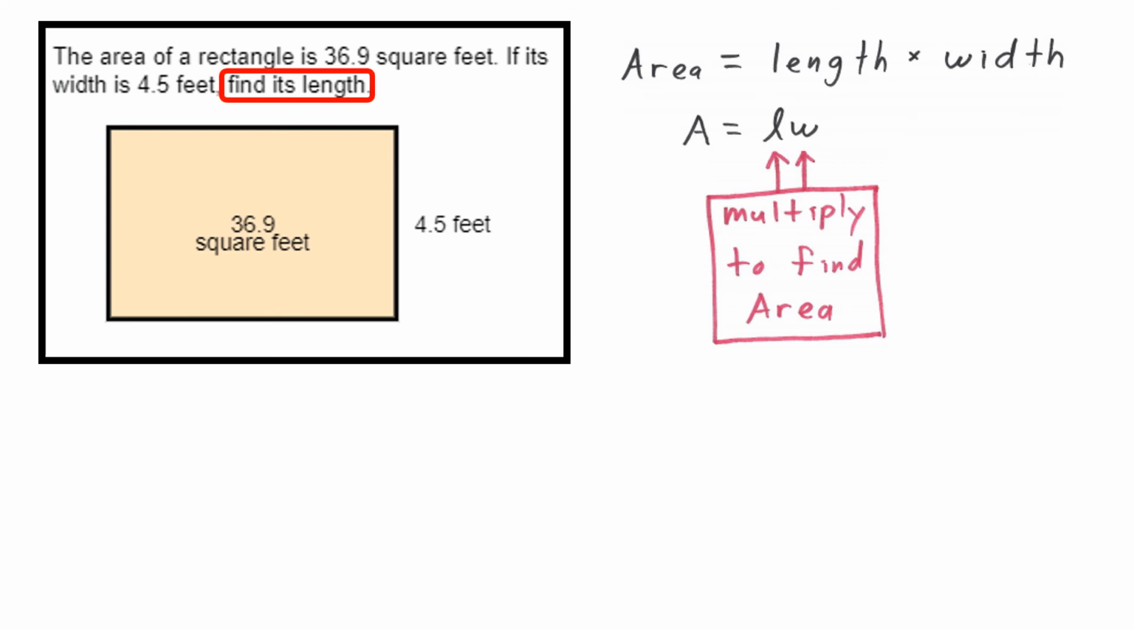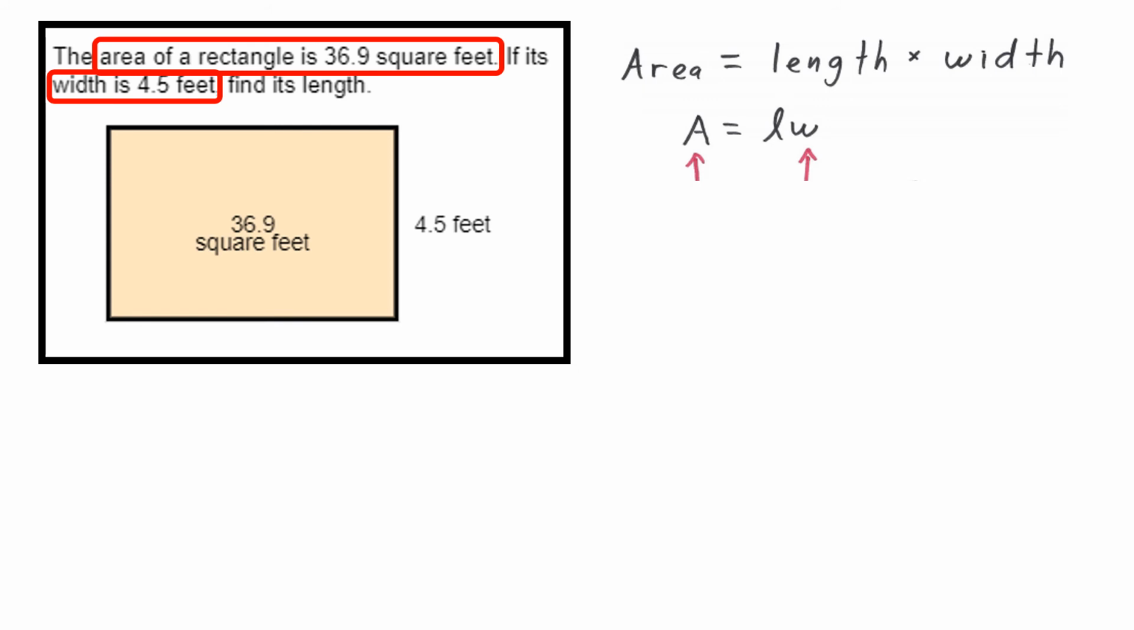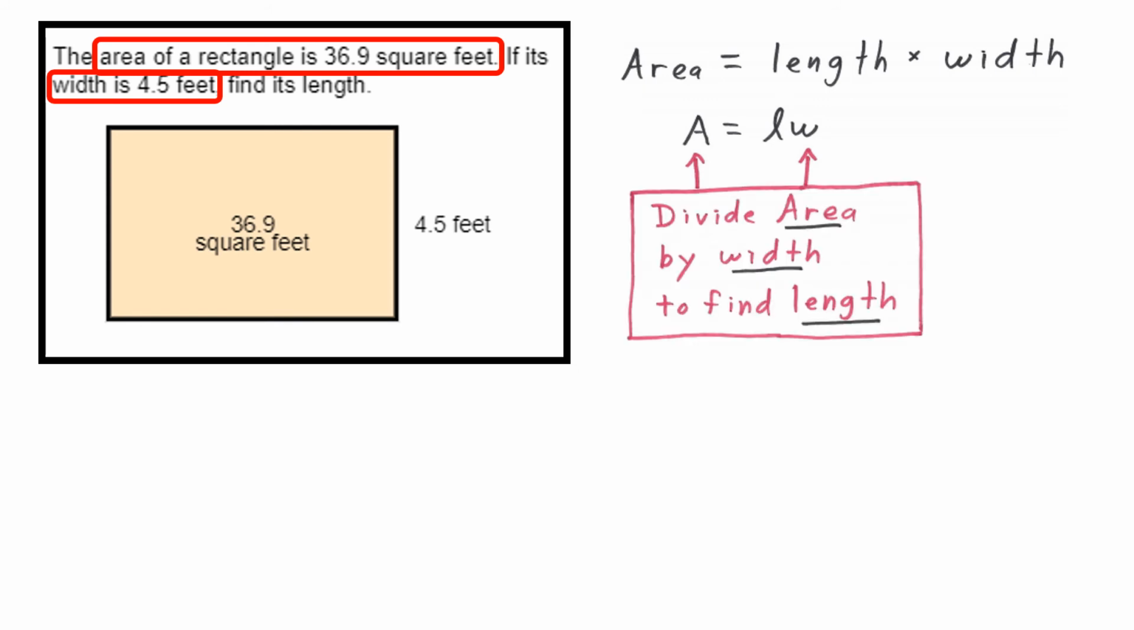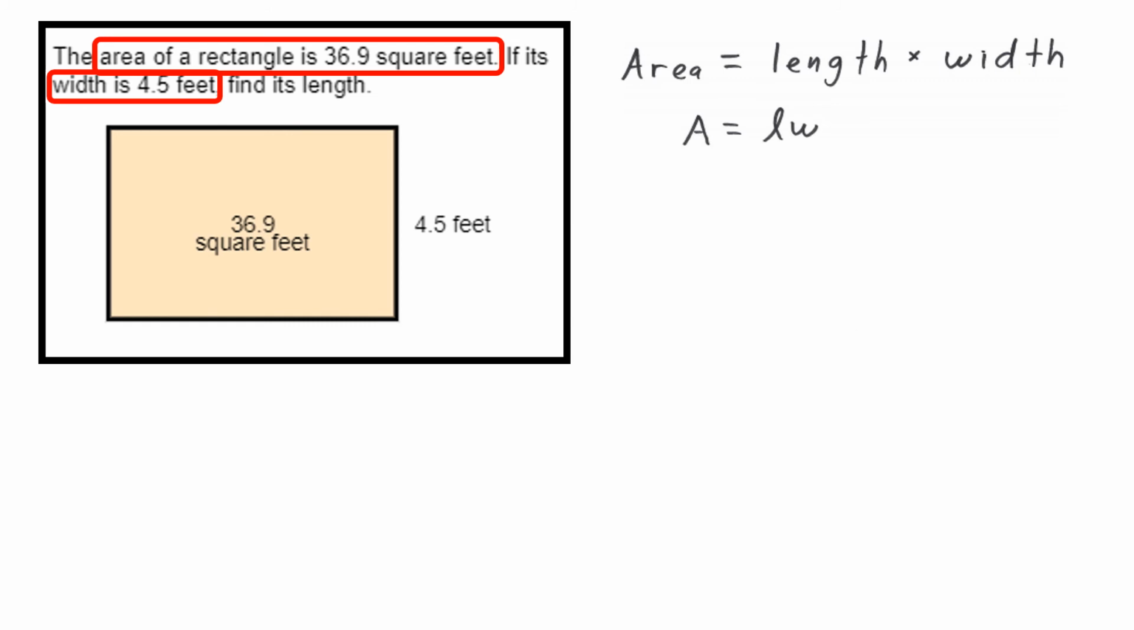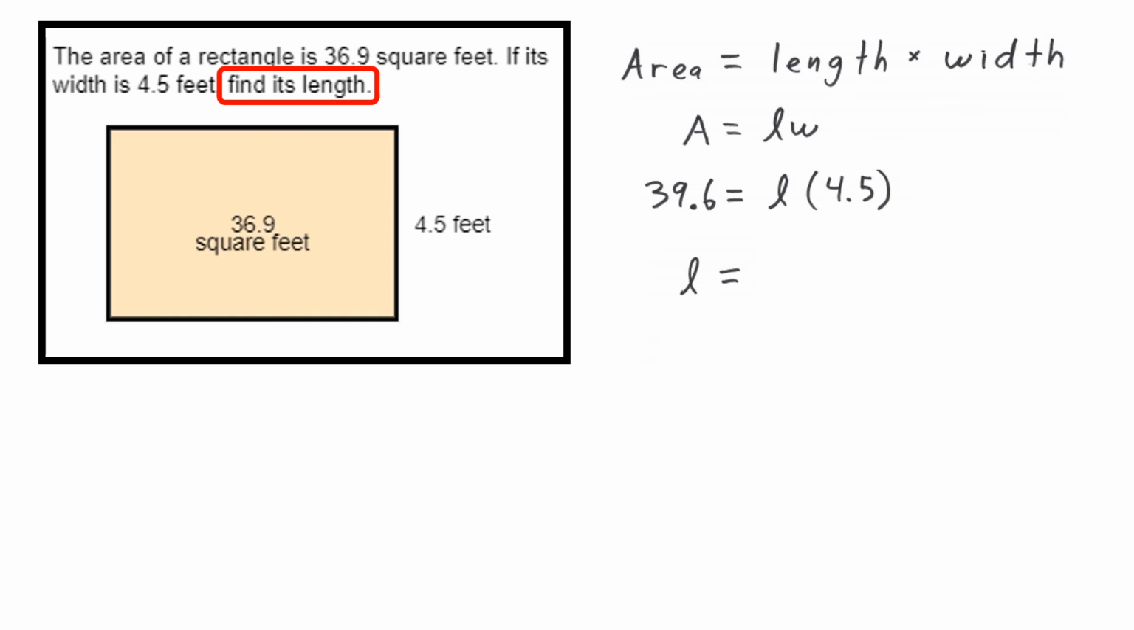We're asked to find the length. Instead, we're given the area. So we're in this situation where we know the area and the width. So we'll need to divide the area by the width to find the length. Let's fill in the equation with what we know. We don't know what L is, so we're going to just rewrite that down below. A, the area, is 39.6, and W, the width, is 4.5. We can find the length by dividing the area, 39.6, by the width, 4.5. And this gives us 8.2.